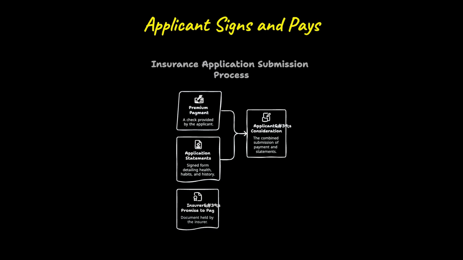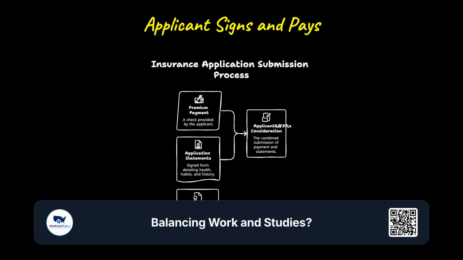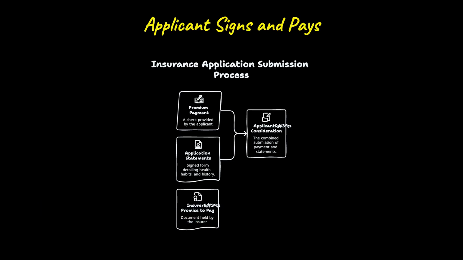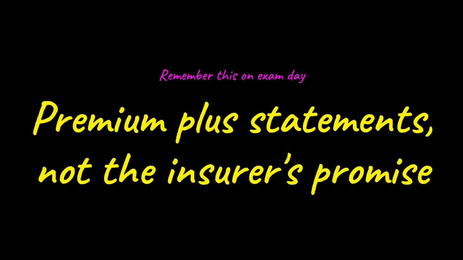Picture an applicant writing a check for the first premium and signing an application answering questions about her health and history. Those two acts together are her consideration, given in exchange for the insurer's promise to indemnify her for covered losses. If she later lies materially on the application, the insurer can attack the contract, because her false answer spoiled part of the very consideration she pledged. So when the exam asks what the applicant gives, the answer is premium plus application statements, never the insurer's promise, a dividend guarantee, or the policy's written terms.